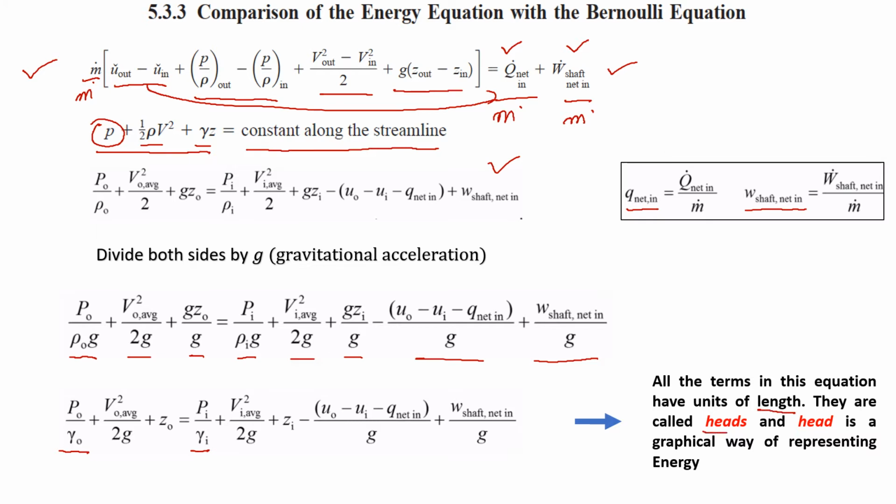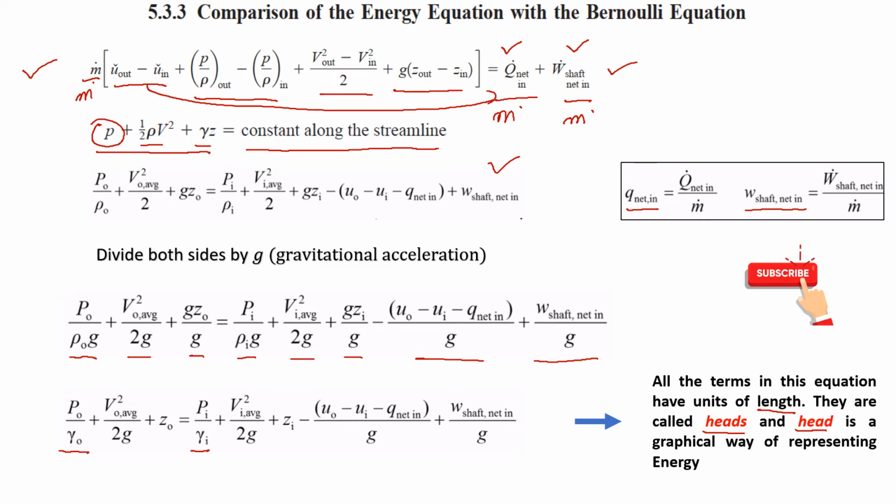They are called heads. As you remember, when we were discussing manometers, we said that we can also represent pressure as millimeter of mercury. So pressure is also a form of energy. If we can represent pressure in terms of length, so why not the other terms? So this is what we are doing here. We are representing these different energies in terms of heads now, and head is a graphical way of representing energy. If you remember your hydraulic and your energy grade lines, we can represent energy in terms of heads also.